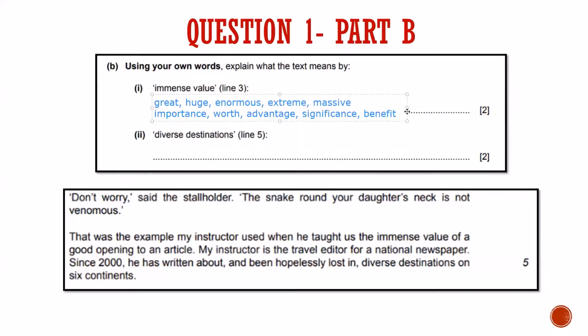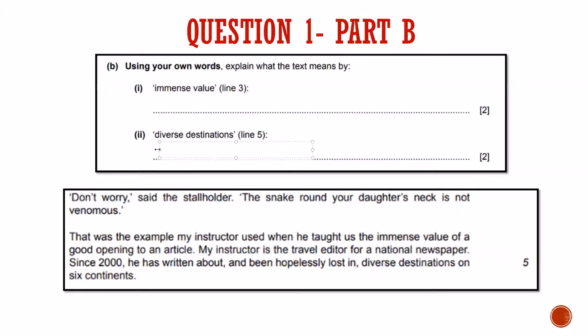Here I would like to give you a tip. Don't write the synonyms that you think of at your first thought. Give it a second thought, because all the Cambridge candidates may be thinking the same way. So you need to give a unique answer here. You can say huge importance, or you can say great advantage. It means you are just responding to both strands.